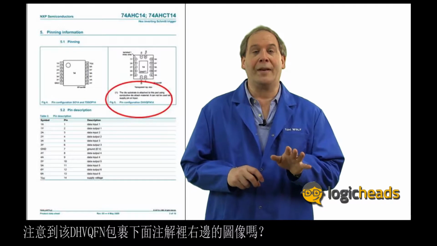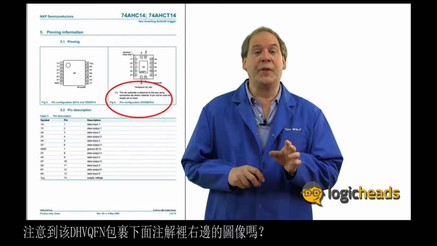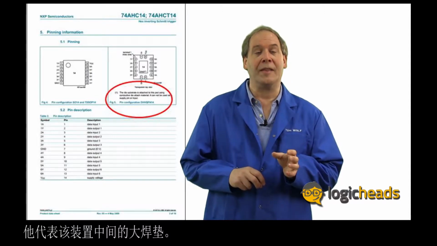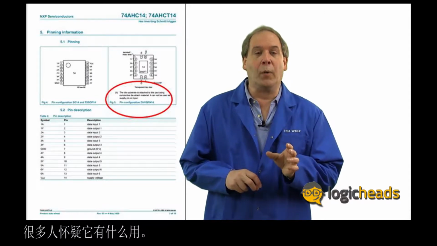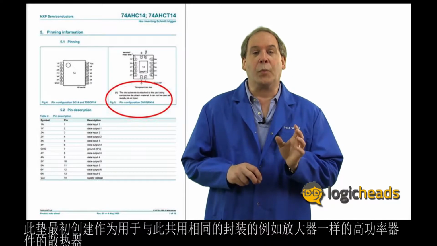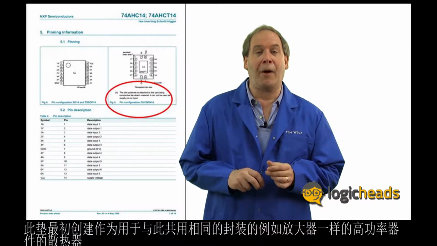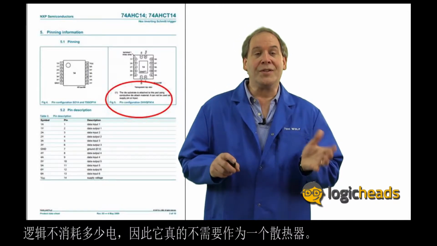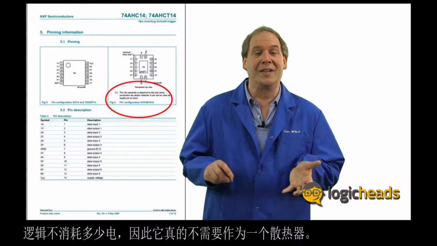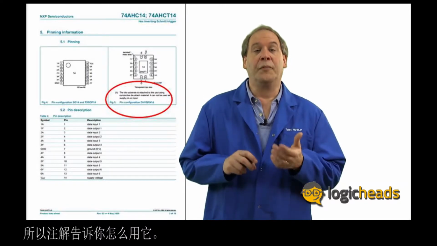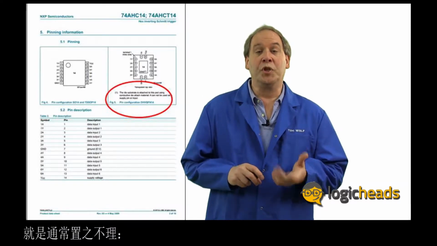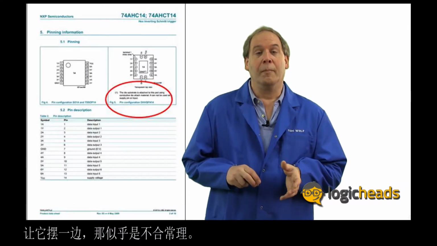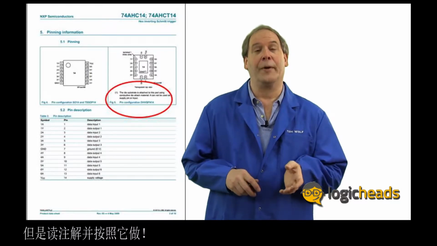Now notice on the right-hand diagram the footnote under the DHV QFN package. It regards that large soldering pad in the middle of the device. A lot of people wonder what to do with it. The pad was originally created as a heatsink for high-power devices like amplifiers that happen to share this same package. Now, logic doesn't dissipate much power, so it really doesn't need this heatsink. So the footnote tells you what to do with it, which is usually to leave it alone, let it float, which seems to go against common thought. But always read the footnote and follow it.